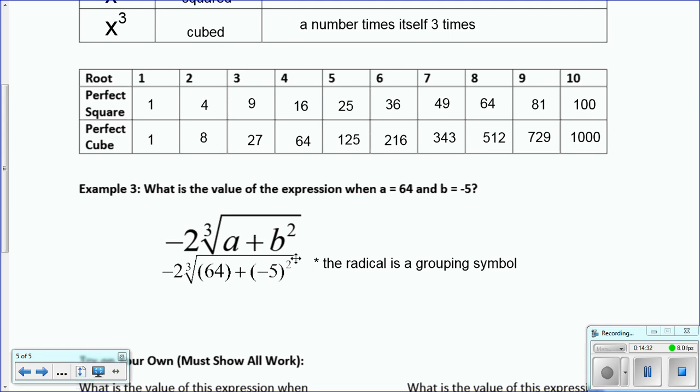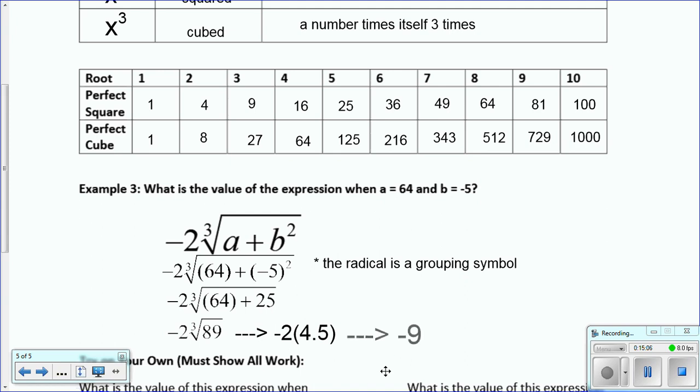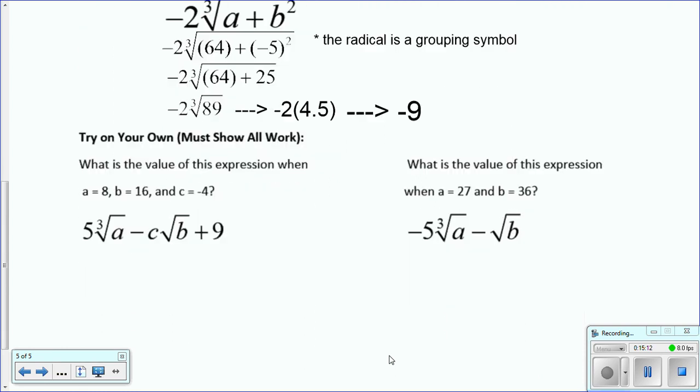So first thing we're going to do is the exponents, because e comes before add. So negative 5 squared, that's negative 5 times negative 5, gives us positive 25. Now we can go ahead and add them together. Ooh, I just gave you an answer. We get the cube root of 89, which I did not plan very well because that's not a perfect cube, but it's okay. You can do it in the calculator, and if you're confused, I can show you where to do it in the calculator next class. Cube root of 89 is actually 4.5. Now I can go ahead and multiply it by that negative 2 hanging off the end, and we get negative 9. Okay?